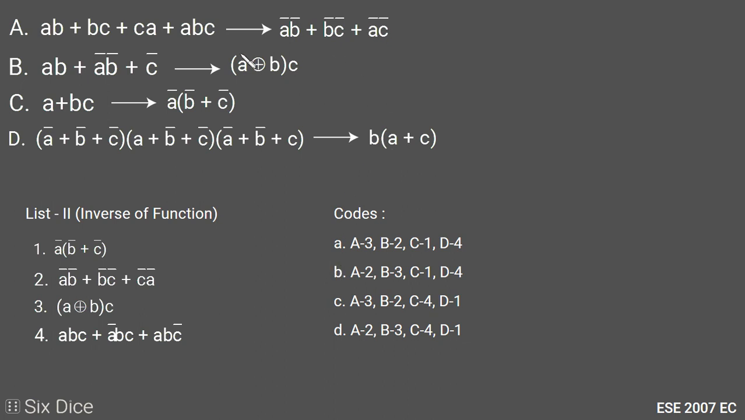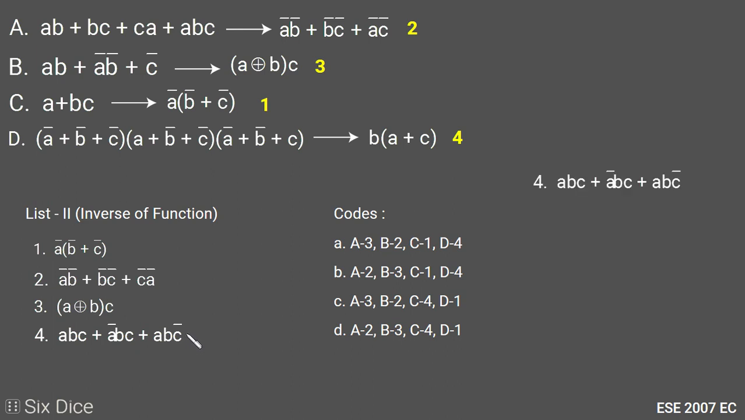Now here we see for option A, from list 1, option A will be matched with the second option of list 2, and option B will be matched with the third option of list 2. Option C of list 1 will be matched with the first option of list 2, and option D will be matched. Now we are only left with the fourth option in list 2, so it will be matched with the fourth option.